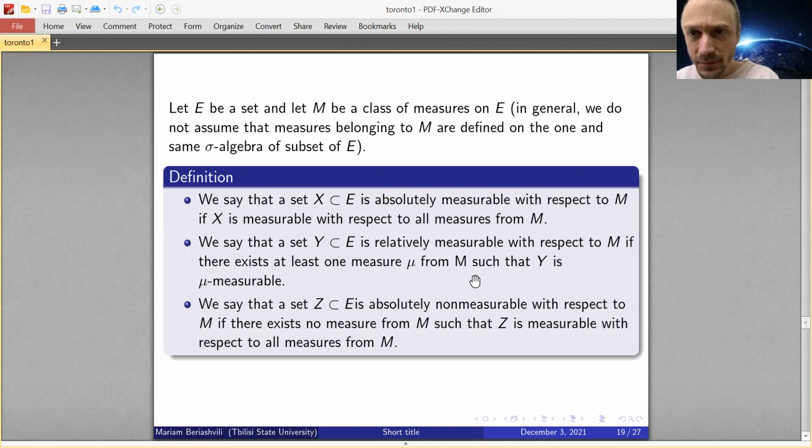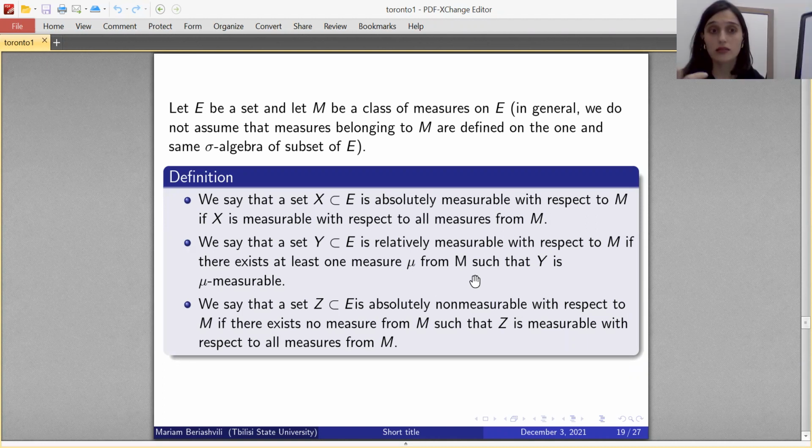This class of measures will be defined in the different sigma algebras of the ground space, and it will be a really huge class of measures. And so we need some additional definitions to relatively measurable.